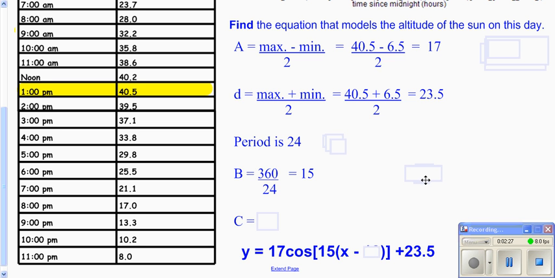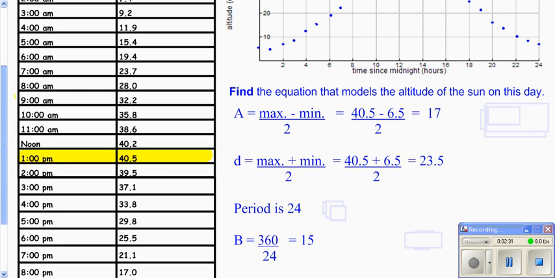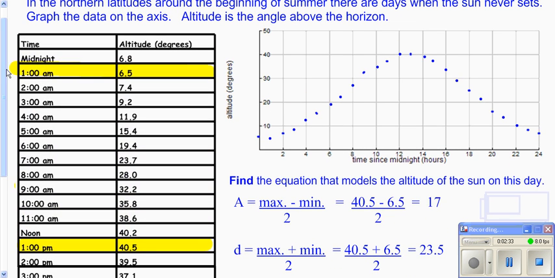So now we need to figure out your C value. Remember, C is how far you have to move it horizontally before you get to your maximum. Your maximum on a cosine is normally right here, right on your y-axis. We need to move it from here all the way over to here to get to your maximum. How far over is that? You'll realize you can also just find that in your data.